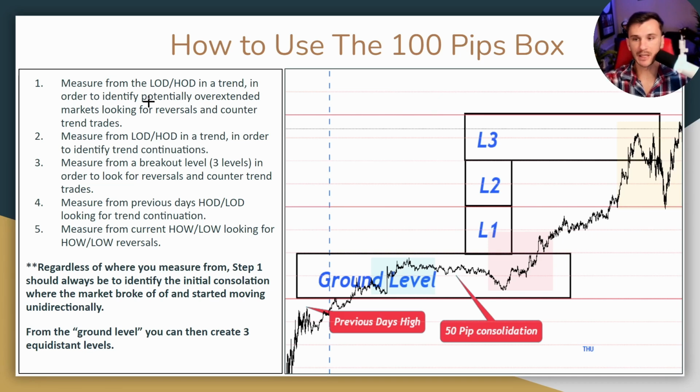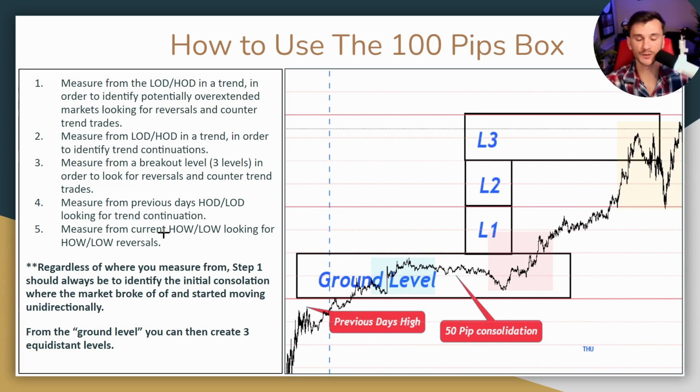So some of those areas can be measuring from the low of the day or the high of the day in a trend in order to identify potentially overextended markets, looking for reversal and counter trend trades. I can measure from the low of the day in a trend in order to identify trend continuations. I'm going to measure from a breakout level, such as a previous day's high or a previous day's low, or it could be the high of London or the low of London, and measuring 3 levels from that breakout in a direction and look for a reversal or a counter trend trade from that area. Measure from the previous day's high of day or low of day and look for a trend continuation.